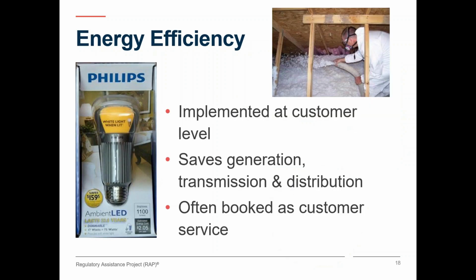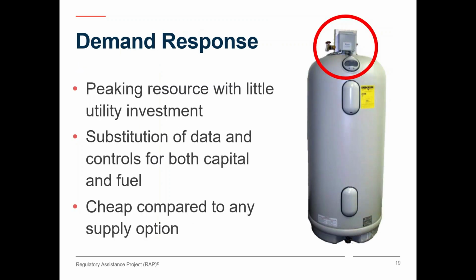Energy efficiency is a little different. It's implemented on the customer's side of the meter, but it saves generation, transmission, and distribution costs. But for accounting purposes, efficiency costs are often recorded down in account 908 in the customer service group of accounts, not in the power supply or distribution functions. A modern cost study must allocate these costs based on why they are incurred and the benefits they provide.